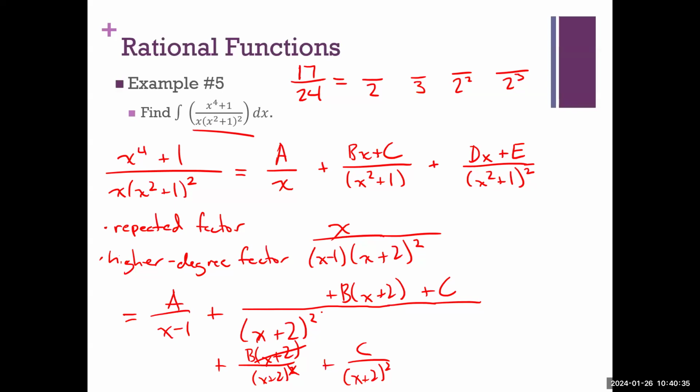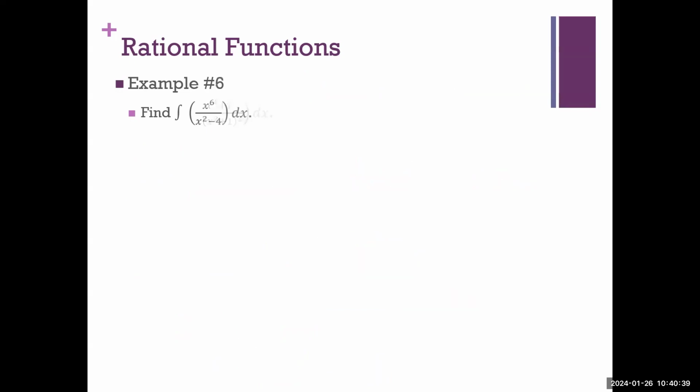Anything else? Okay. All right, how do we do this? What are the degrees here? 2. So the denominator has degree 2. What does the numerator have? Degree 6.